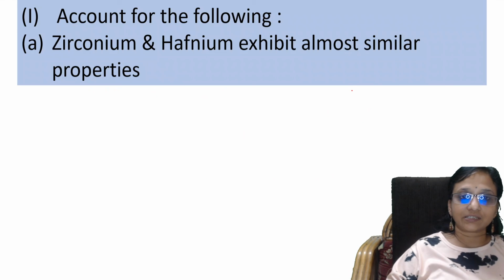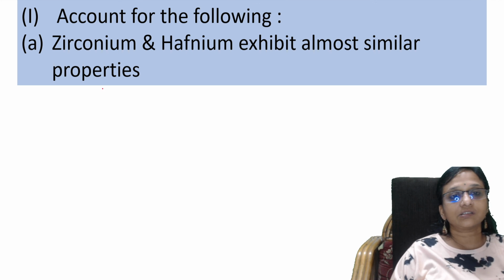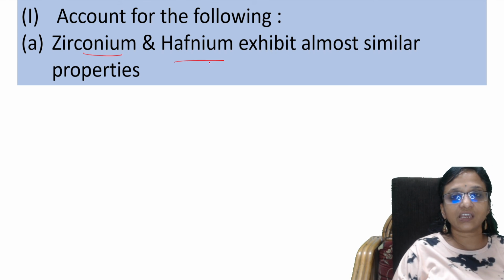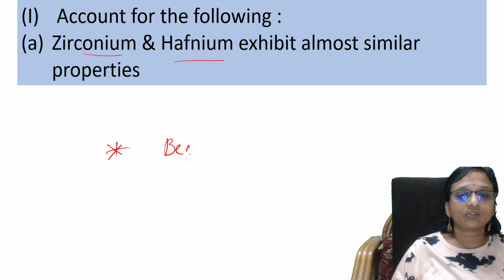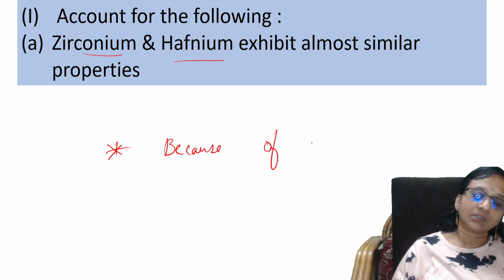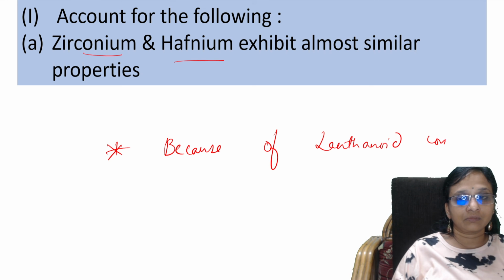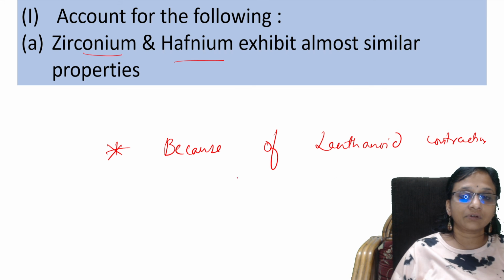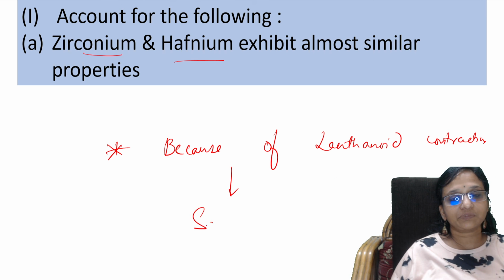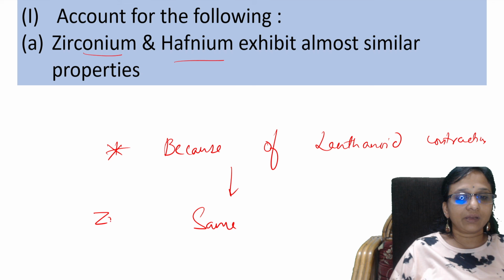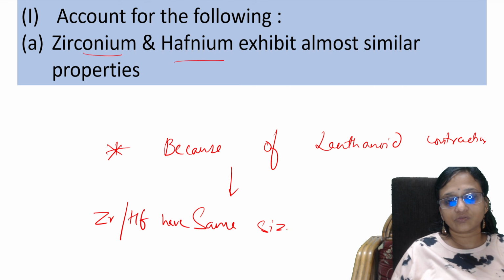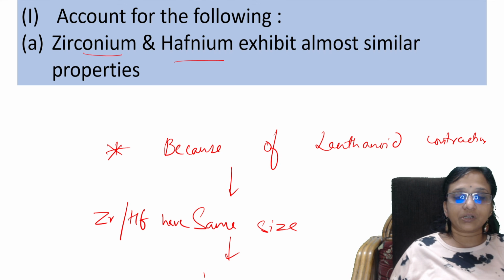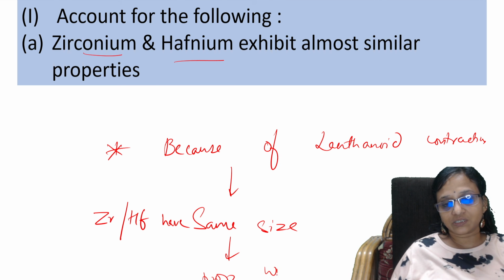Okay, next. Account for the following: zirconium and hafnium have similar properties. Answer simple: because of lanthanide contraction. Because of lanthanide contraction, they have the same size. So when the size is the same, properties also will be similar.